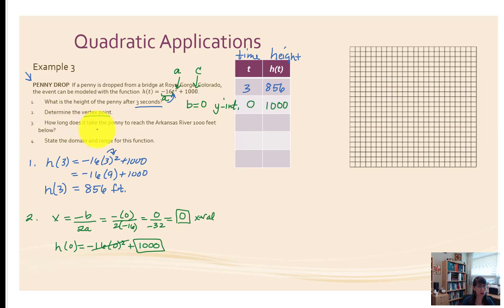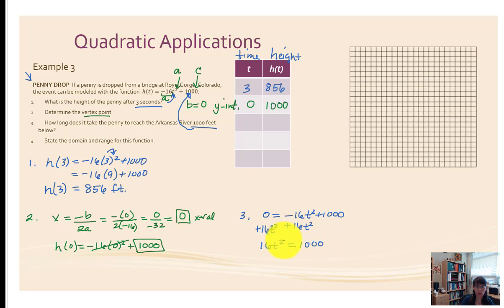For question 3, how long does it take the penny to reach the Arkansas River, which is 1,000 feet below? Notice that number 1,000 was also in the original function, and that simply told us, in a sense, that is the ground. So we're really looking for how much time does it take for this penny to hit the ground, which is the river. So our height is 0. To solve this quadratic equation, notice there are only 2 terms, so we should add 16t squared to each side, and we'll be able to use our square root property to solve it. 16t squared now equals 1,000.